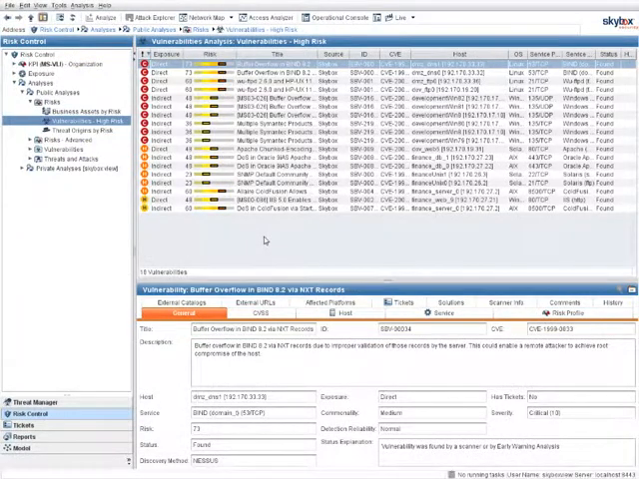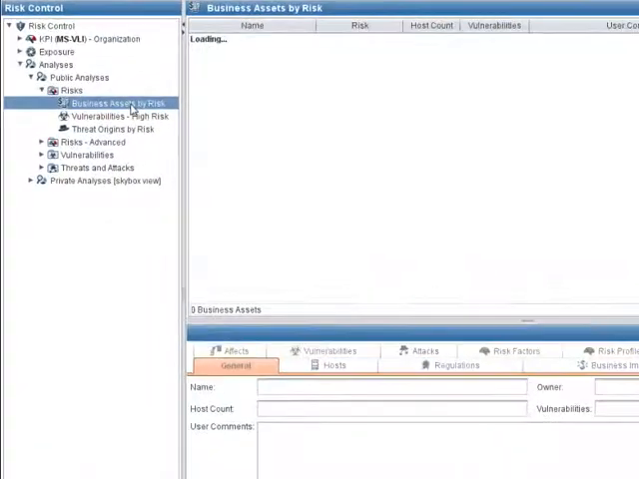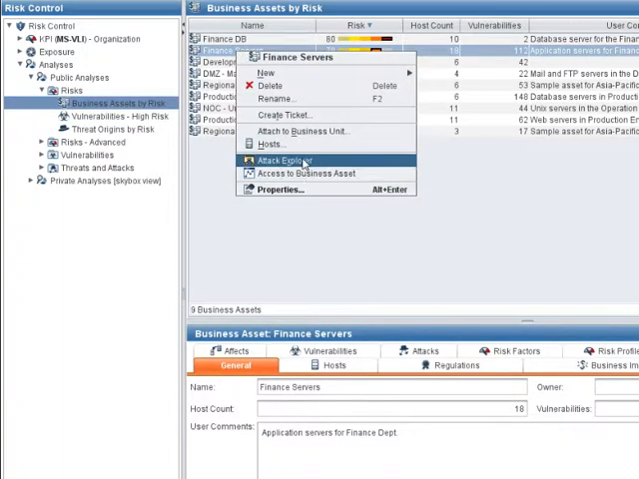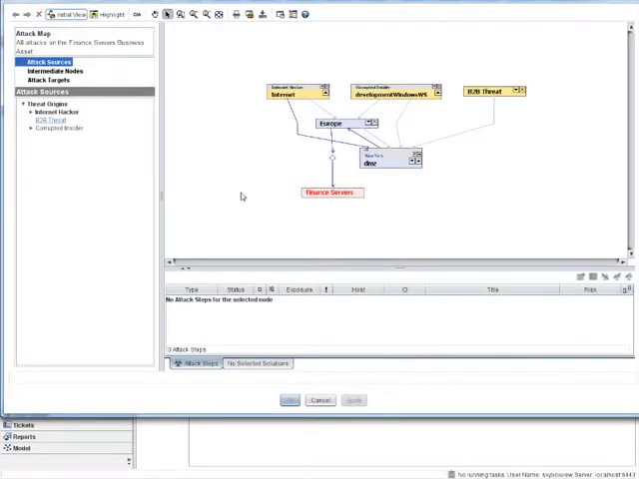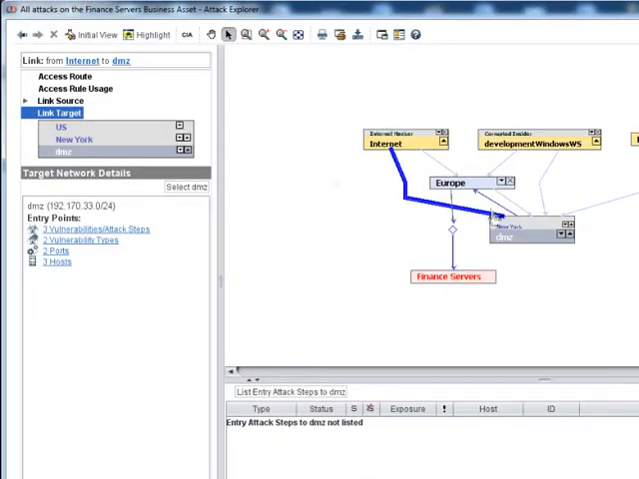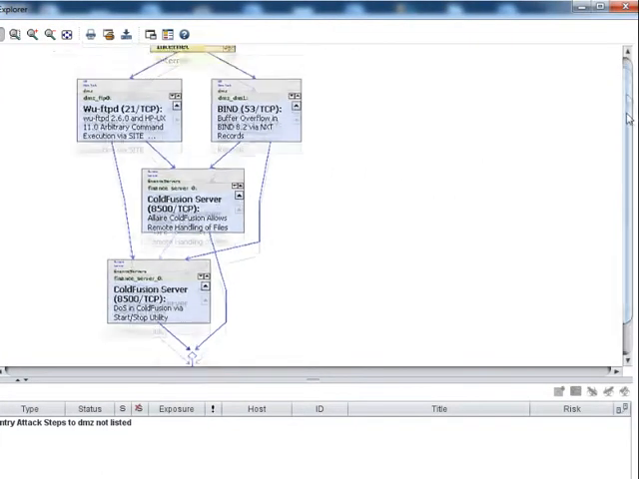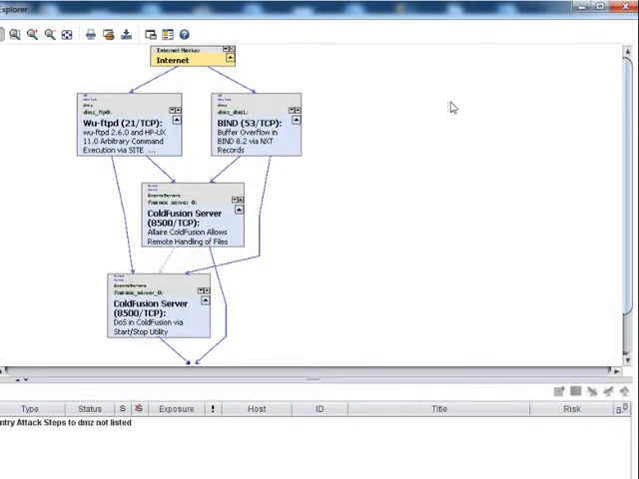Another powerful feature of risk control is our Attack Explorer. Attack Explorer gives us the ability to visualize possible attacks that could occur on the network. In this case, I'm looking at finance servers, and I'm seeing all the possible ways my finance servers could be attacked. This is data that was derived using our attack simulation. I can take any one of these lines and highlight it to see what that individual attack would look like.